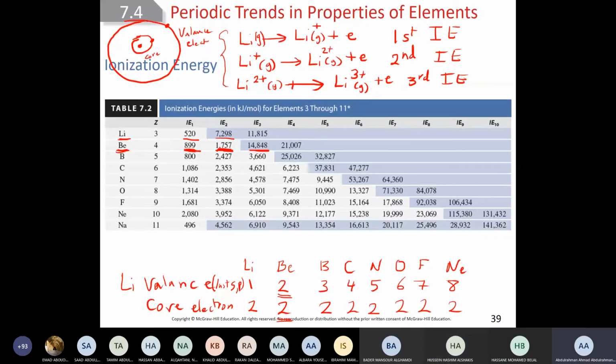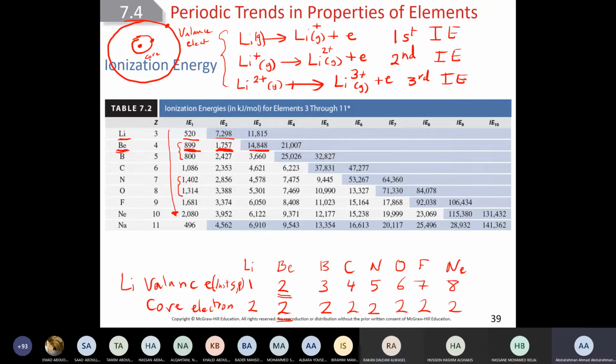From here to here, the first ionization energy only, what's happening? Increasing. Is there an exception? Yes. Where is it? Be and B. Nitrogen and oxygen, exactly. We talked about this a while ago.